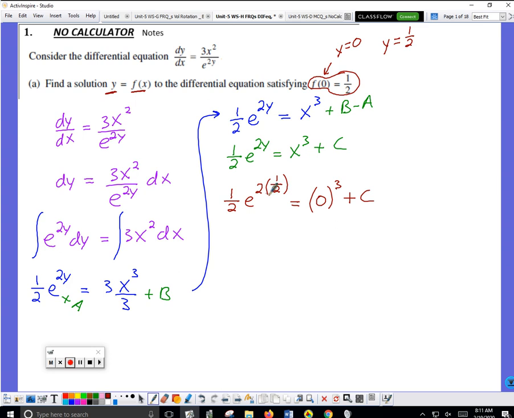So 2 times 1/2 is 1. E to the 1 is E. So I have 1/2 times E is equal to the constant. So I found the constant.